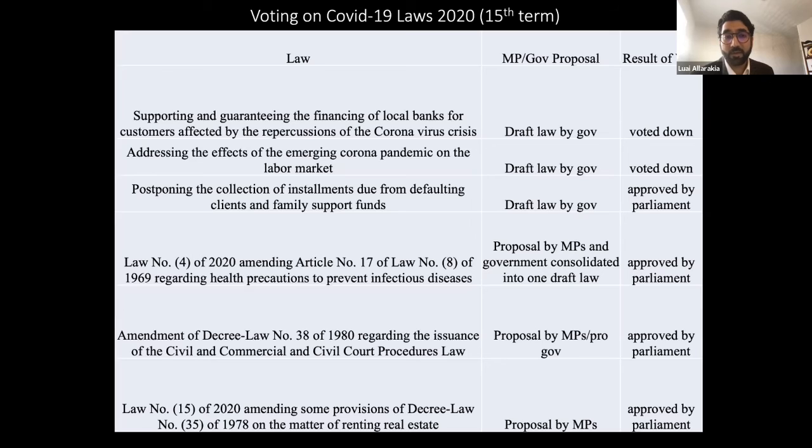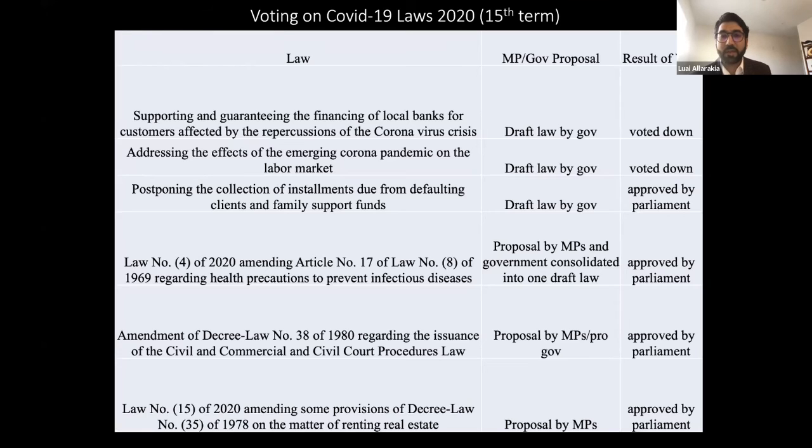The other laws that were approved by Parliament have to do with postponing installments due for defaulting clients on family support funds, creating a health council and increasing punitive fines on people who don't abide by public health laws or regulations. They also approved laws that allow people to not be affected by any disruption to commercial and civil court procedures if there's a pandemic. They also passed laws providing a lot of relief for renters.